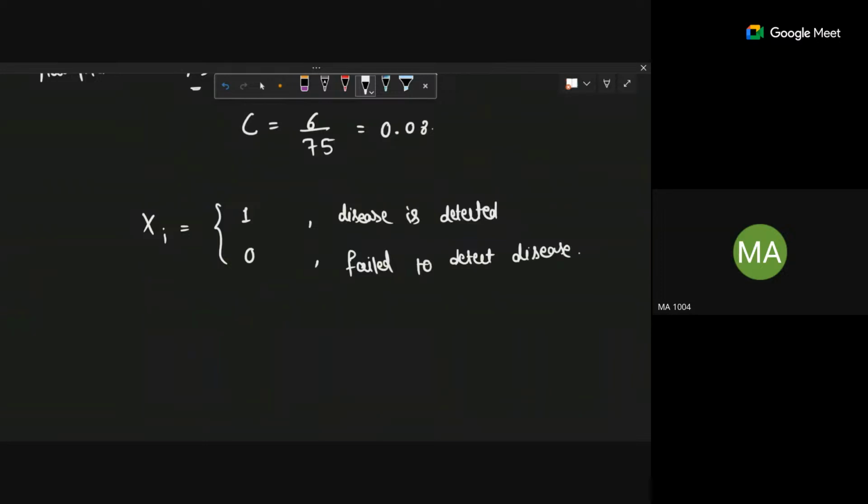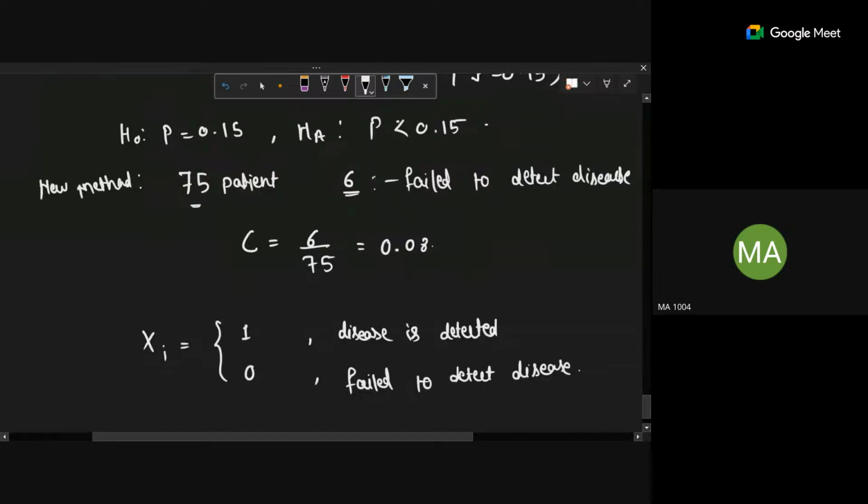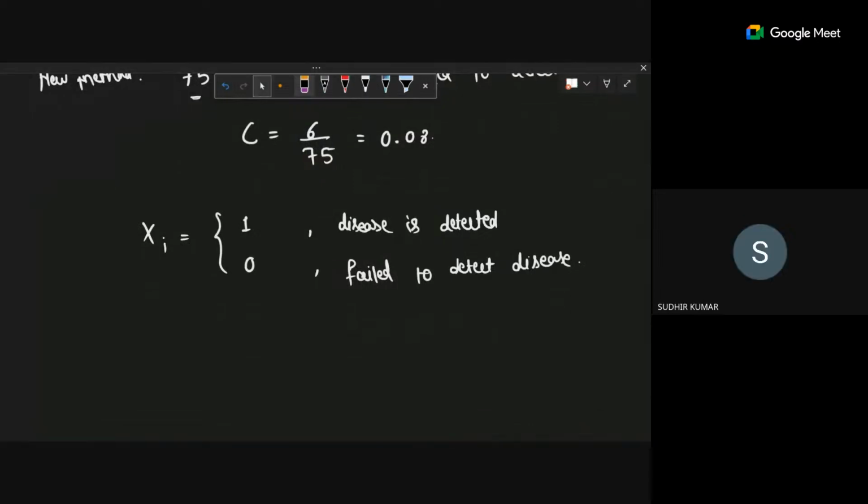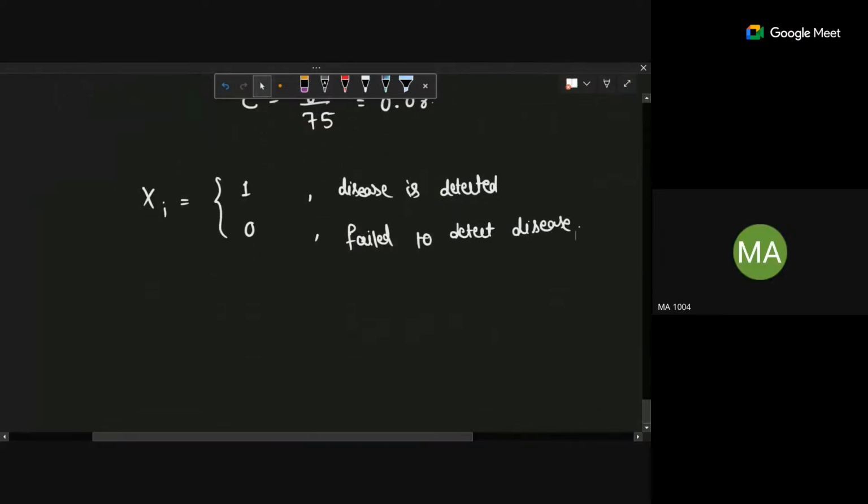Why are we taking 6 by 75 as the critical value, not 0.15? What is 0.15? 0.15 is the probability for the standard method, right? 0.15 is not our critical value. Critical value is what you get when you take an actual experiment: out of the sample, how much you failed or how much you passed, that will give you the critical value. This is also a probability, yes, but it comes from the sample.